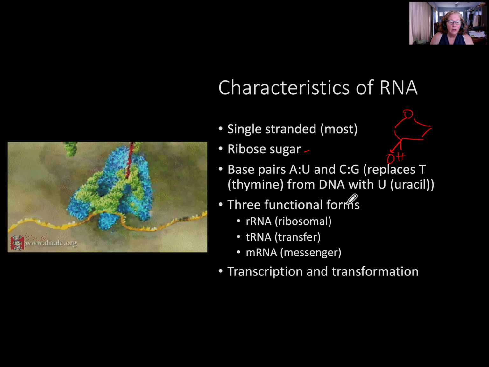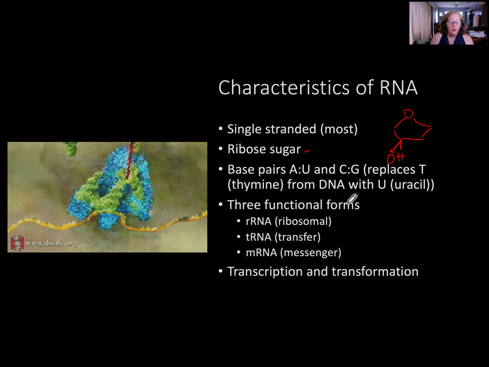We have 3 primary functional forms of RNA. There are a few other odds and ends out there, but for the most part, we're looking at ribosomal RNA, transfer RNA, and messenger RNA. And all 3 of these RNAs are involved in transcription and translation. I'm sorry, this is translation. Not transformation. That should be transcription and translation.